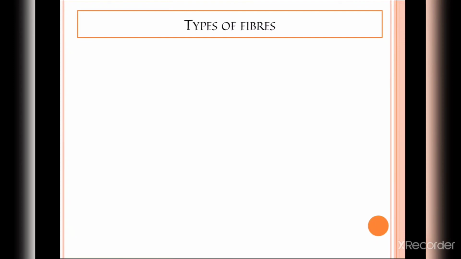Okay, now this chapter is actually in a continuation manner. In the 6th standard you will understand about plant fiber. In the 7th standard you will learn about animal fiber, and in the 8th standard you will learn about synthetic fiber. So we will continue it in the next classes.